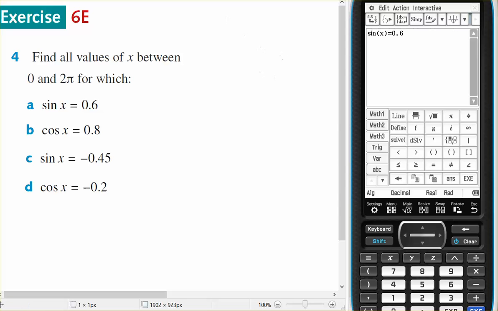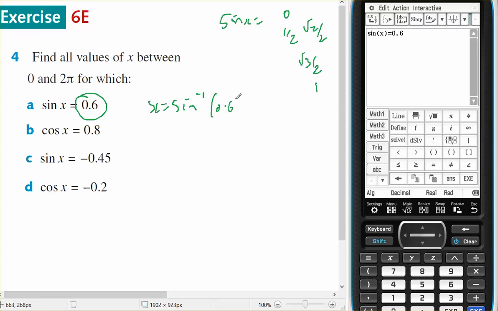Now my table of values I know, sine of x equals 0, or a half, or root 2 on 2, or root 3 on 2, or 1, or all the negatives. I don't know 0.6. My two choices are to say x equals the inverse sine of 0.6, or to give a decimal answer. So I'm going to use my calculator to give a decimal answer in this particular case.